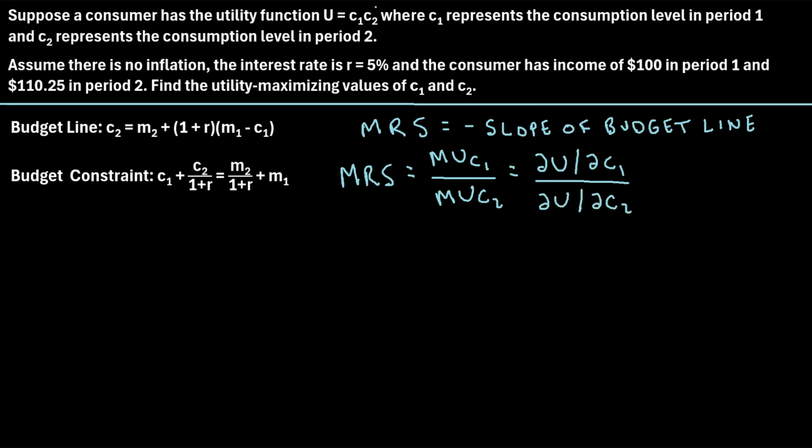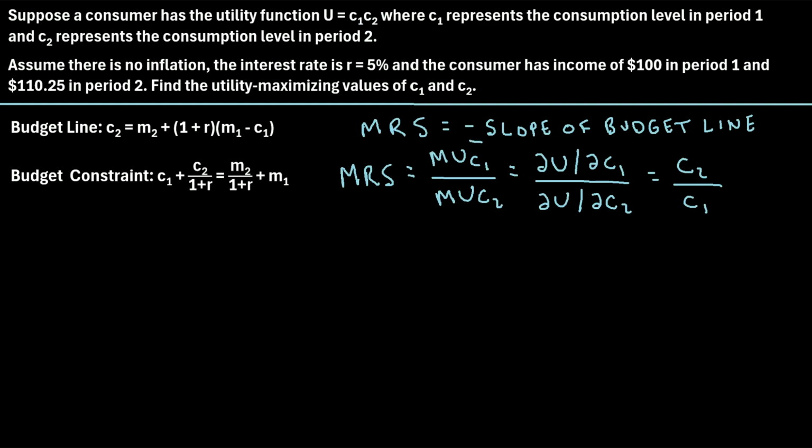So if we consider the utility function right here, the derivative of this function with respect to C1, well, the derivative of C1 would just become 1. So the derivative would just be C2. And similarly, the derivative of the utility function with respect to C2, the derivative of C2 would just be 1. So this whole thing would just be C1. So the marginal rate of substitution is C2 over C1.